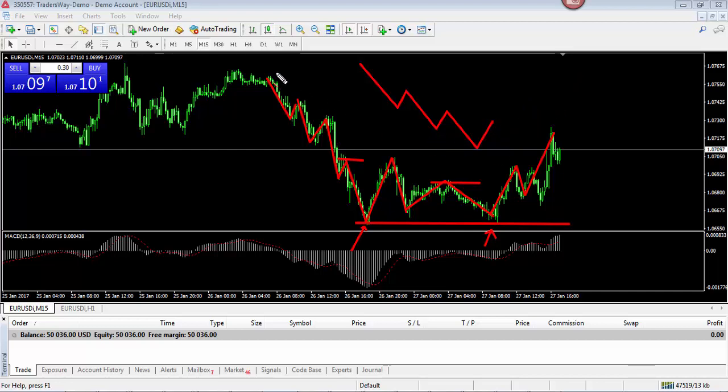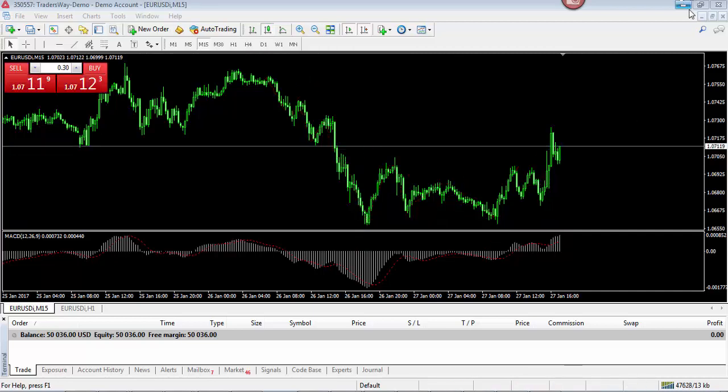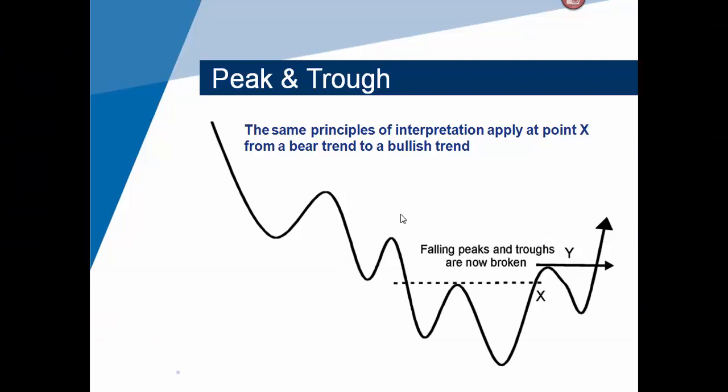So this actually shows us that the trend to the downside is getting weaker, and now we're seeing a possible turn in the market. And this is basically what we look for, guys. We look for clean price movements at all times. All right, so let's get back to the charts or to the slides.